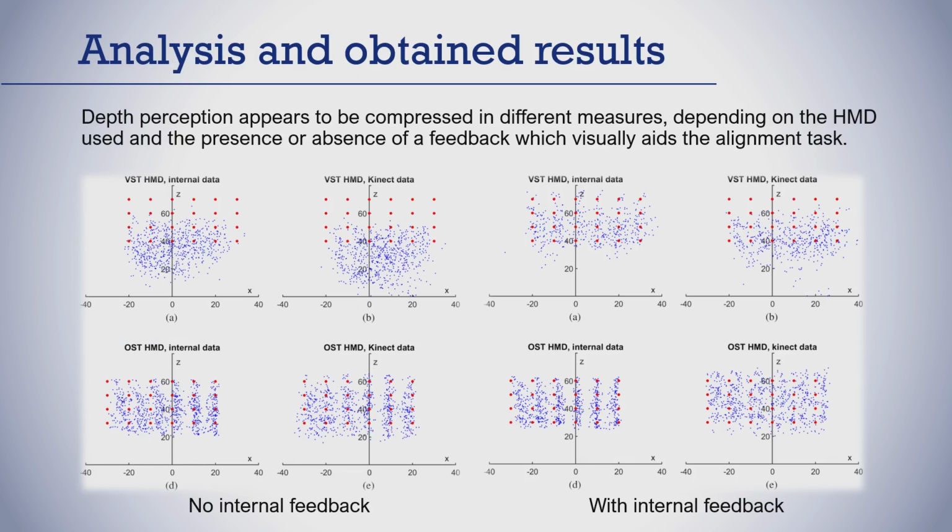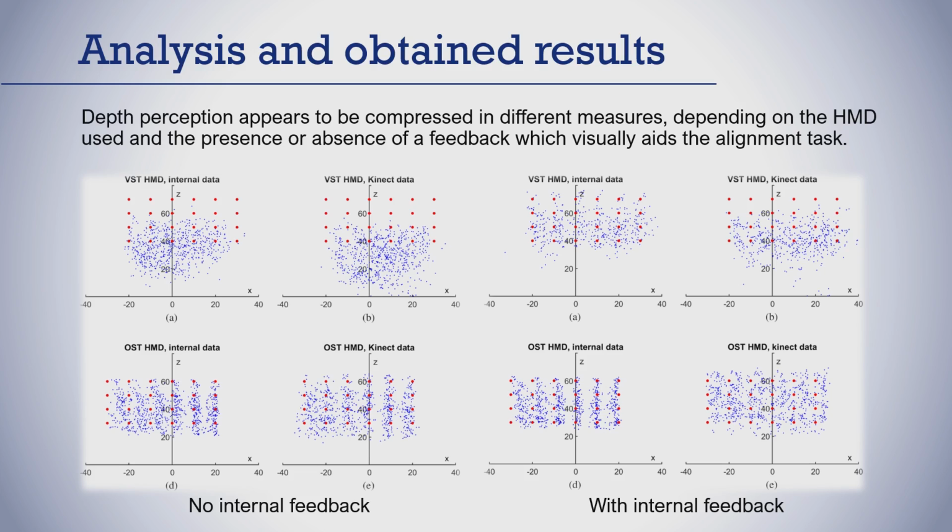This is the data that we obtained, plotted in such a way that it can be considered as the top view of the previous scheme. So the user here is represented in the 0,0 position. The vertical axis is the depth, the distance from the user. The horizontal axis is left and right. The red dots represent the position where the targets appeared, while the blue dots are the hand position during the reaching trial.